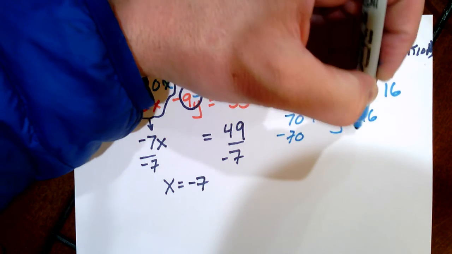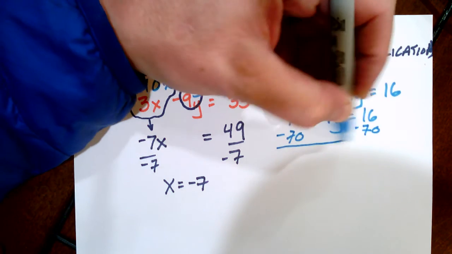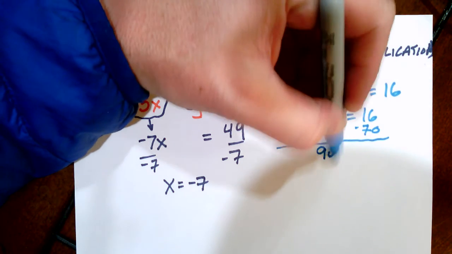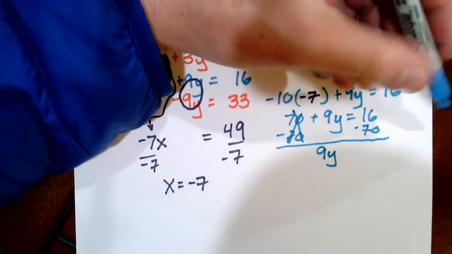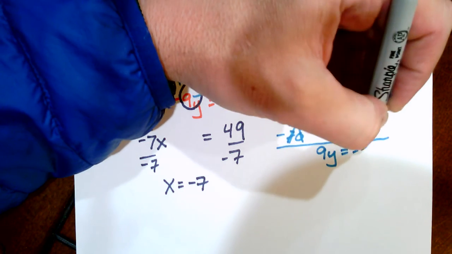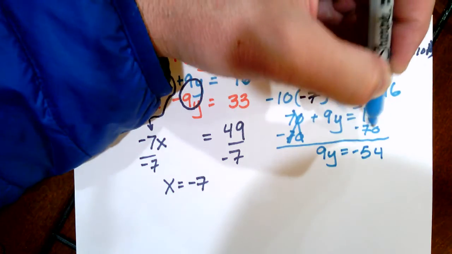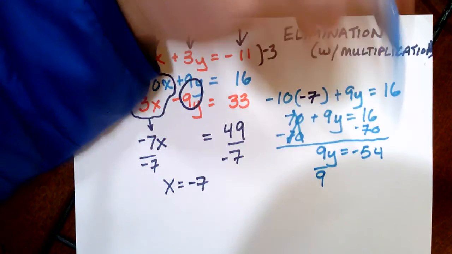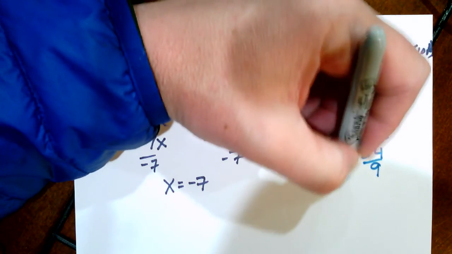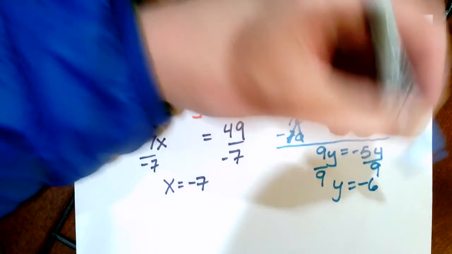Subtract 70 from both sides. Bring down the 9y. 70's cross out. This turns to negative 54. So then I divide both sides by 9. My y value is negative 6.